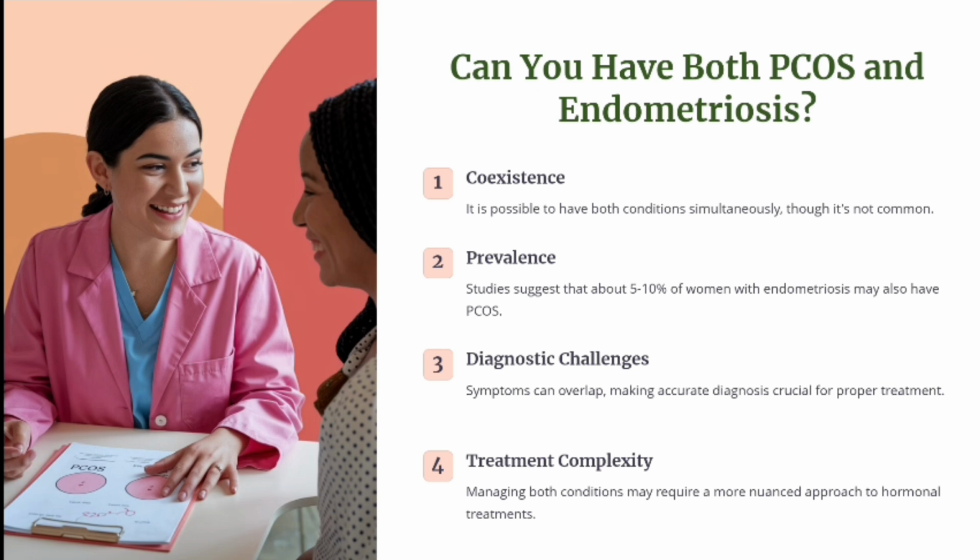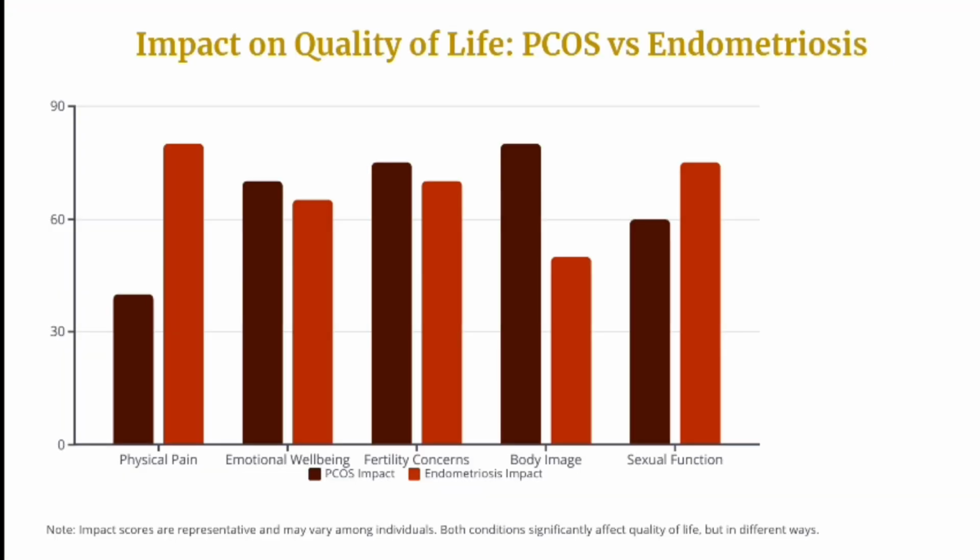Since both conditions affect hormones and reproductive health, managing them together requires a personalized approach combining hormone therapy, lifestyle changes, and medical treatment. Since PCOS and endometriosis have overlapping symptoms like irregular periods and fertility issues, diagnosis can be tricky. A combination of hormone tests, ultrasounds, and sometimes laparoscopy helps doctors differentiate between the two and create an effective treatment plan. Impact on quality of life.